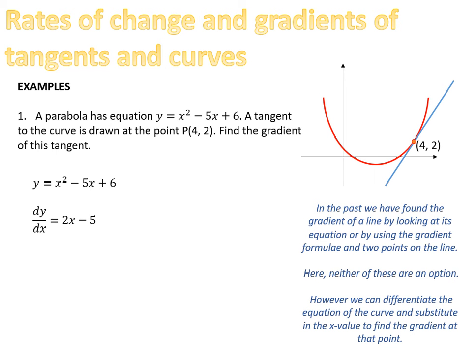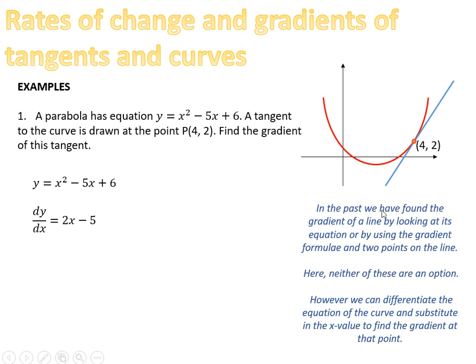Okay, so now this is the derivative. In the past few examples, this is where we've left it. But now we're going to use this. It's going to allow us to find the rate of change at a specific point, which in this example is the gradient. So gradient is just rate of change.